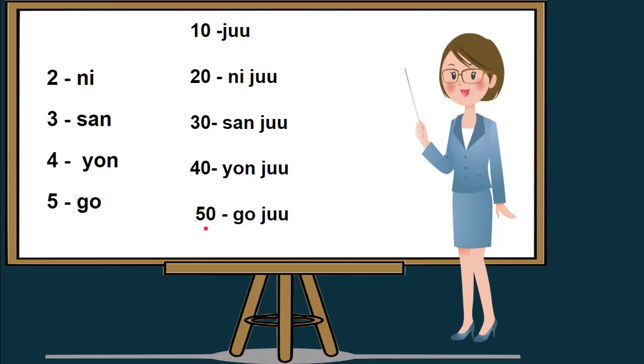For 50, let's just mix 5, go, and ju to make it goju. Goju. Let's count again 10 until 50 by tens. Please repeat after me.